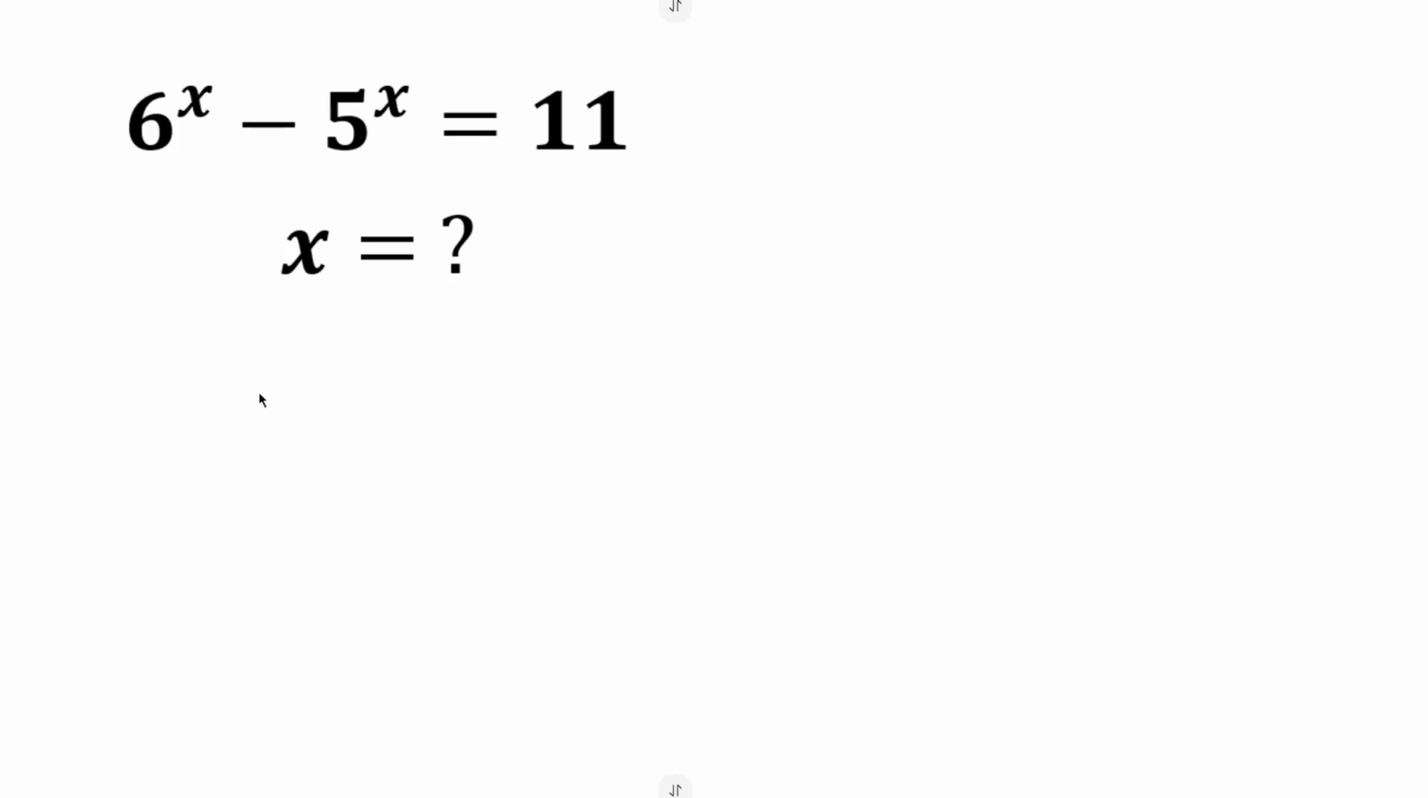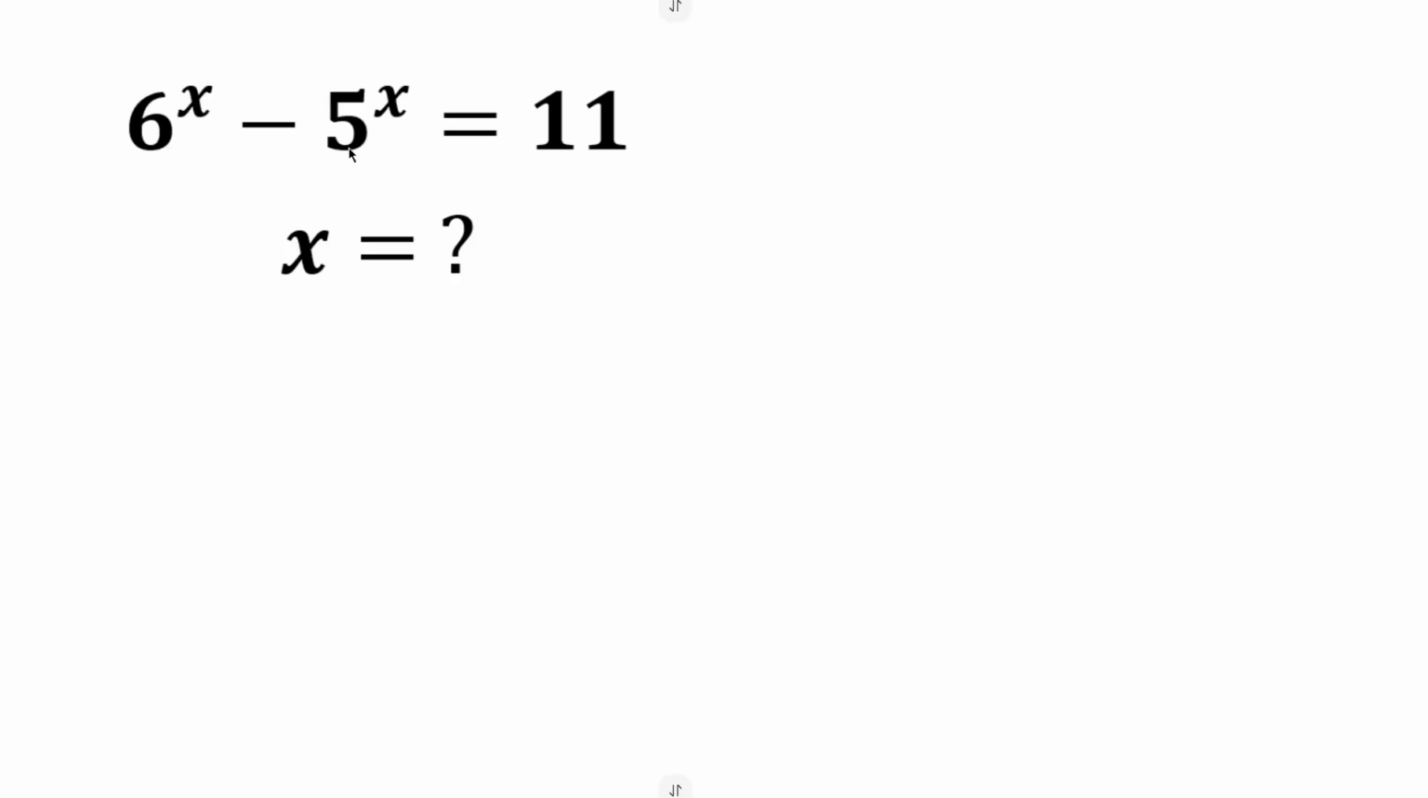Let's see how long it will take you to solve this question. The question says, find the value of x given that 6 to the power of x minus 5 to the power of x is equal to 11. Well, we can't use standard algebra to solve this question. The reason is because x is stuck as the exponent of two different numbers.